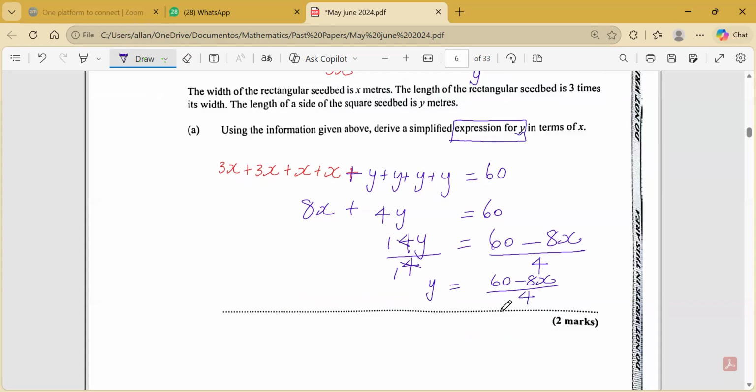Now, this is the same as saying 60 over 4 minus 8x over 4. So that will give us 15 minus 2x. Very important. So that's 2 marks.